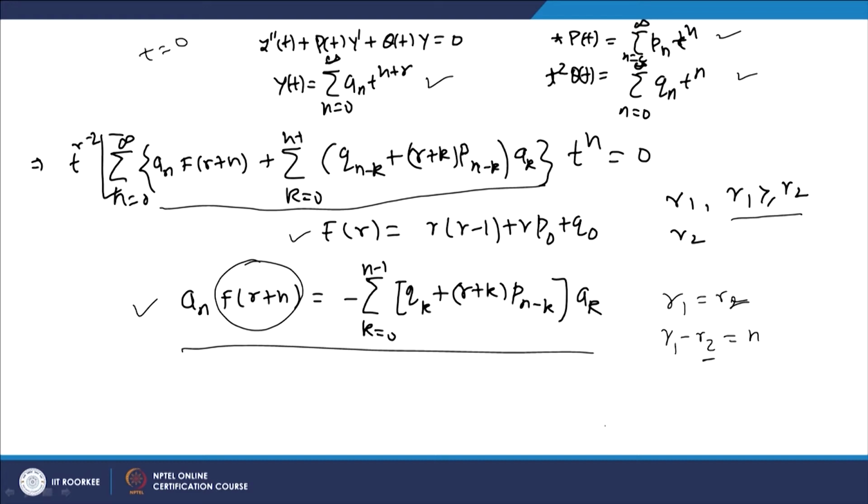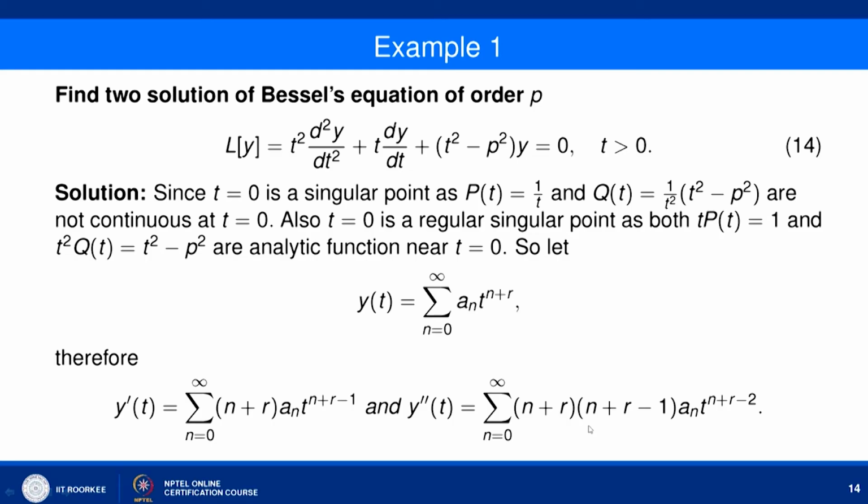The case when we can use this formula to obtain two Frobenius series solutions is when r_1 and r_2 are not equal and r_1 minus r_2 is also not equal to any kind of integer. In this case we can find two Frobenius series solutions. Let us look at an example where we can have this possible case.